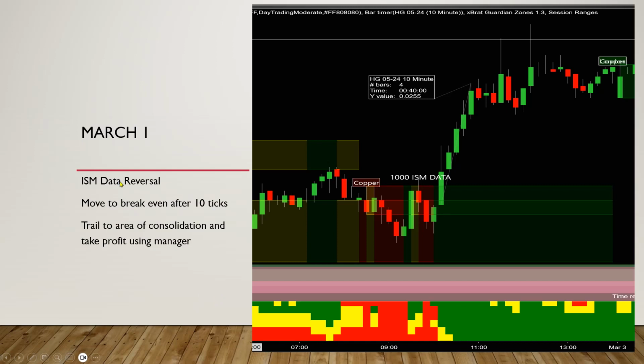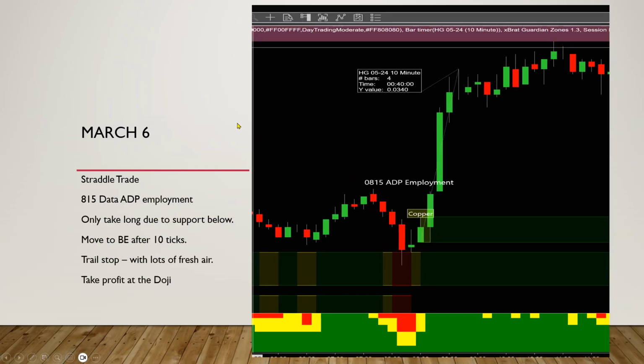He has quite a few slides here, but we're going to go through them because I think it's very important. March 1st, ISM data reversal: move to break even after 10 ticks, trail to area of consolidation, and take profit using the manager. We see the copper open here, but more importantly, when we get the ISM data, we start to come down, then it reverses, comes back out of that opening range, and we get a really nice move up there. Exactly what it says on the tin, and that's a good trade.